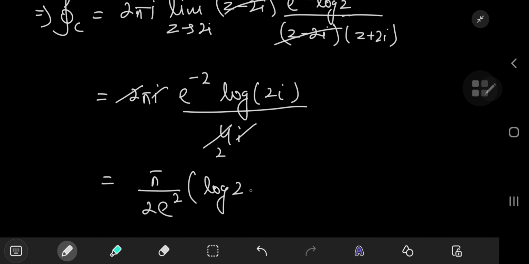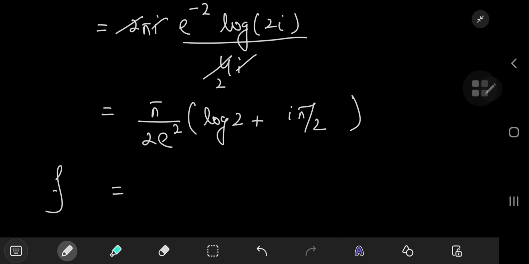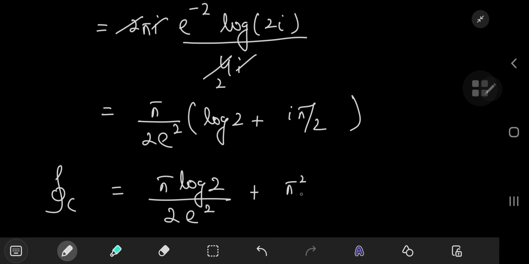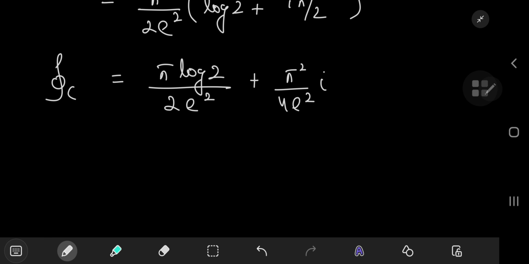And this can be written as log 2 plus log i. And the imaginary unit is e to the i pi by 2 in the polar form. So once again, after the cancellation of the logarithm and the exponential term, you're left with i pi by 2. So our integral here evaluates to a complex number with non-zero real and imaginary parts. So we have pi times log 2 divided by 2e squared plus pi squared by 4e squared i. So that's a pretty nice result.